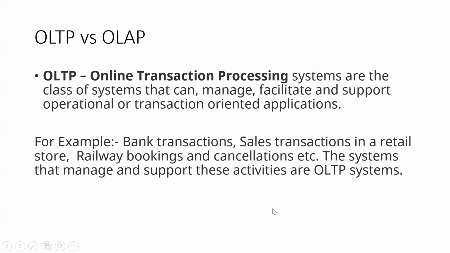So that is called online transaction processing system. Here are some examples: banking transactions, sales transactions in a retail store, railway booking and cancellation. All those things are stored in an OLTP database. It's nothing but a database. That can be MySQL Server, Oracle Server, MS SQL Server. As per the architecture of the particular project, they need to choose what kind of database they will be putting as OLTP storage.